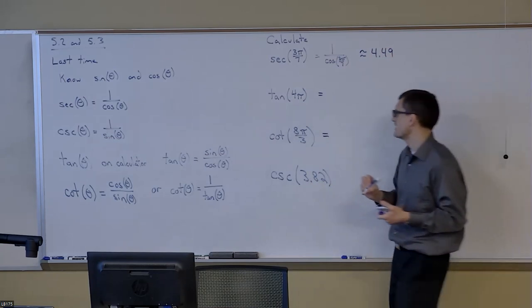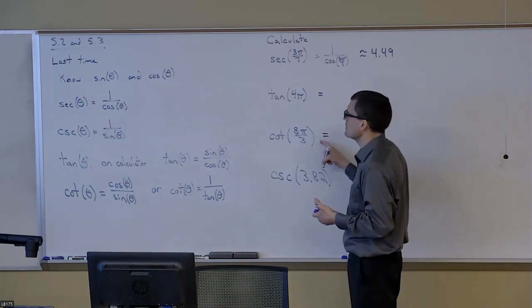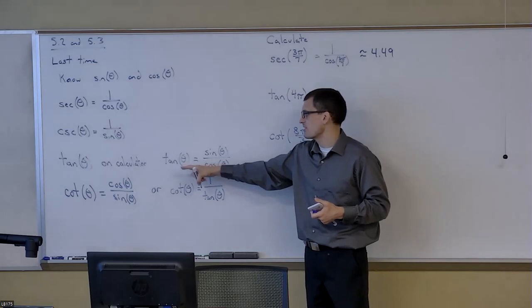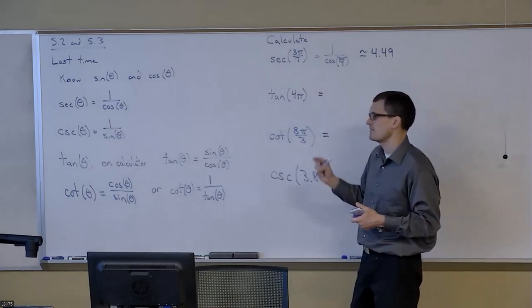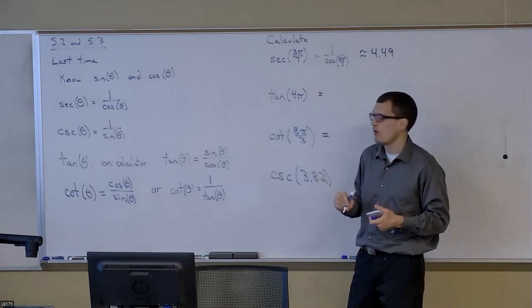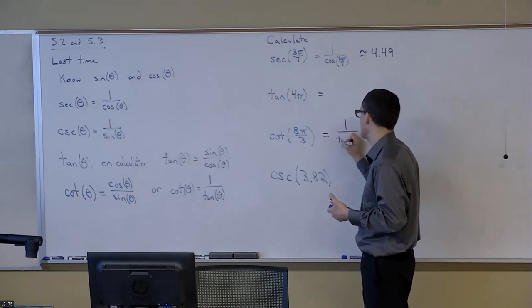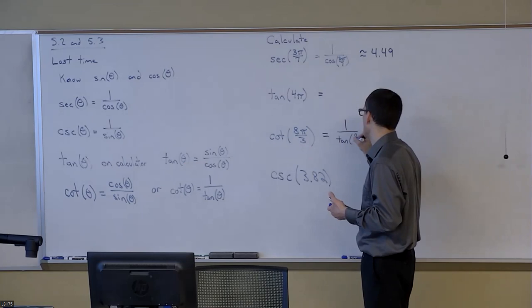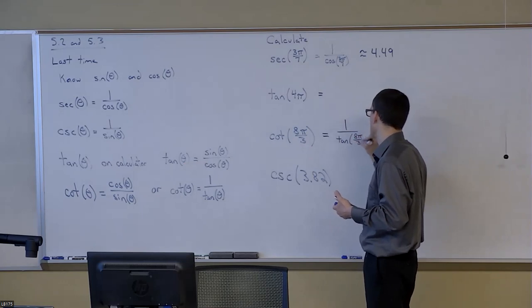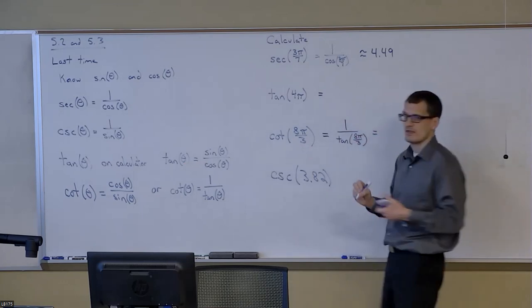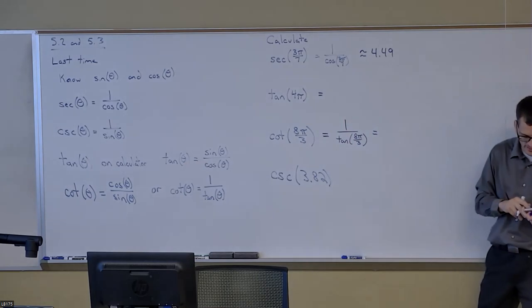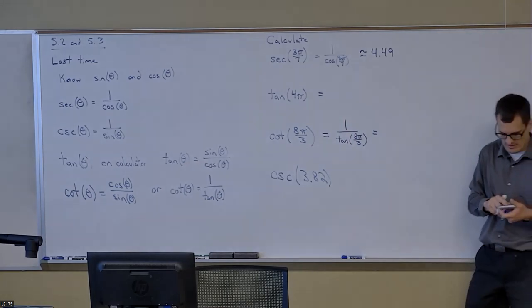All right, cotangent. Now, you could either have typed in cosine of 8 pi over 3 divided by sine of 8 pi over 3, or what I typed in on my calculator is 1 divided by tangent of 8 pi over 3. Either way, on that, it works fine.